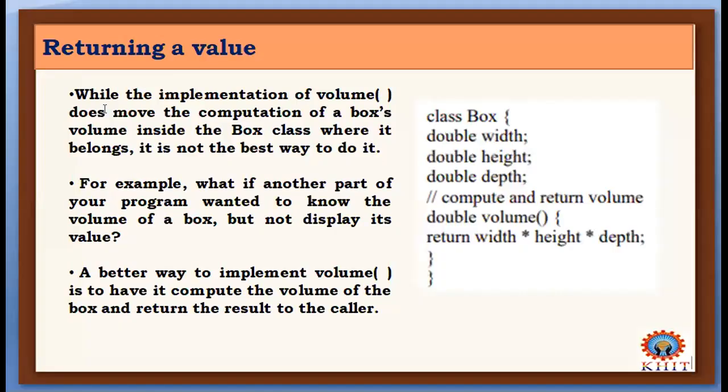While the implementation of the volume method does move the computation of the box inside the box class where it belongs, it's not the best way to do it. For example, what if another part of your program wanted to know the volume of a box, but not display its value? So a better way is to implement the box volume with a return type. That means it needs to return.